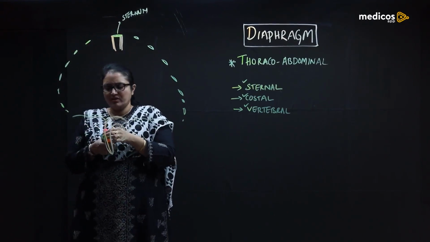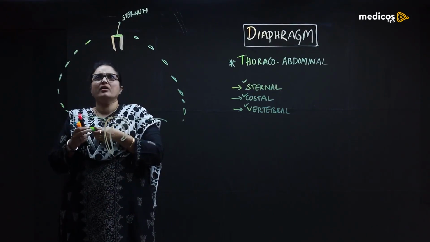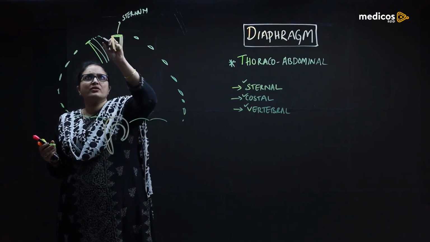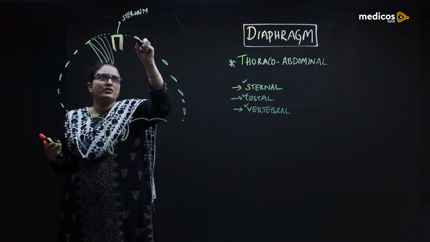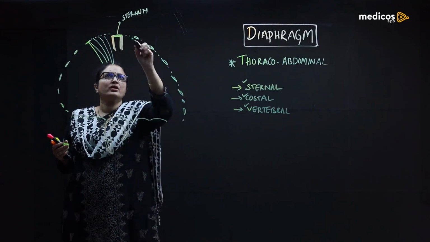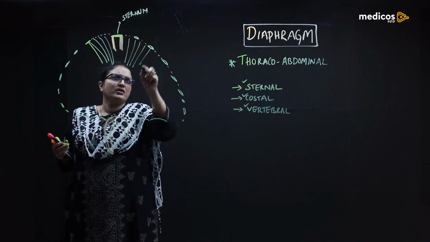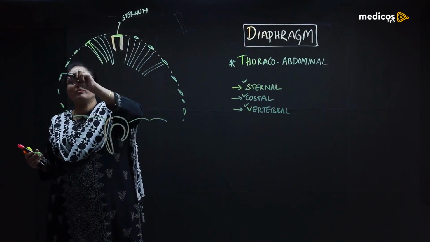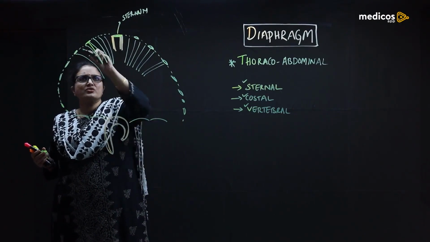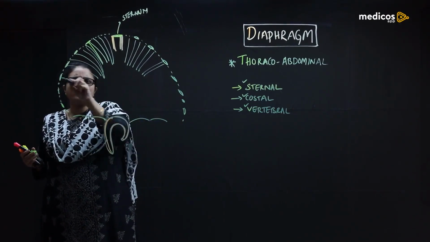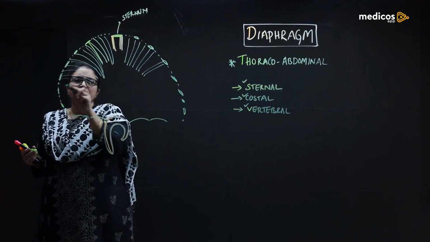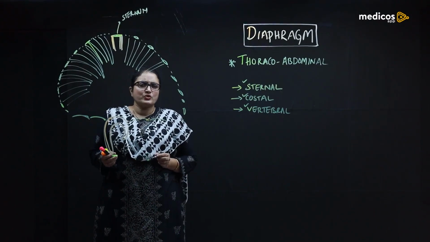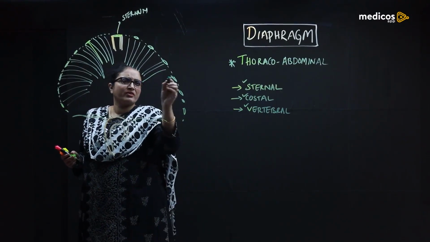In a similar way, you have muscular fibers arising from the ribs. The whole of this will be the costal origin. So this is the costal origin of the diaphragm: the muscular part of the diaphragm arising from the lower 6 costal ribs. So this is how you have the muscular part.